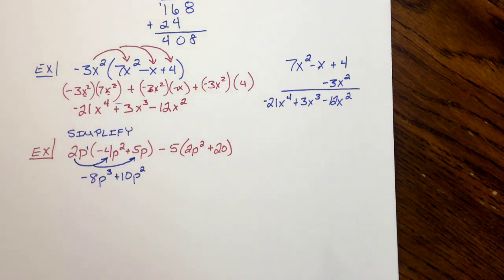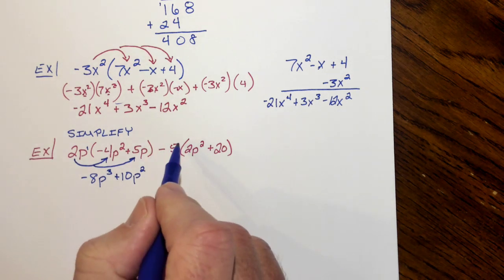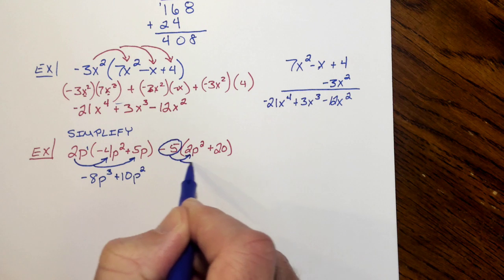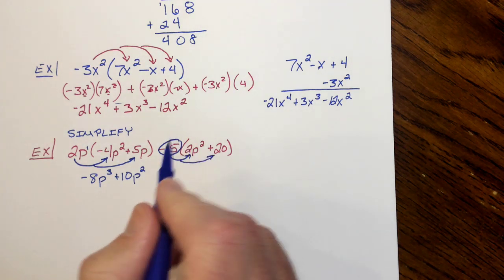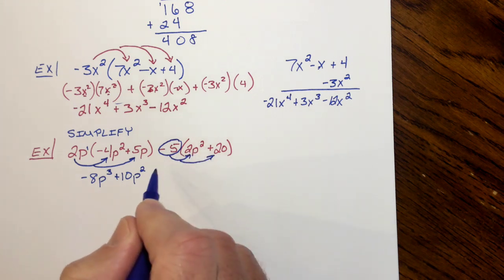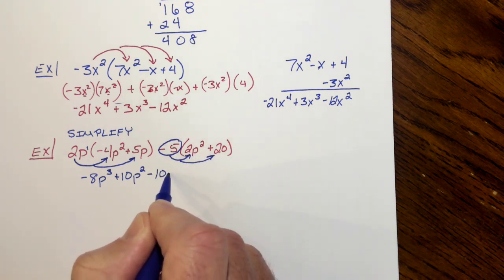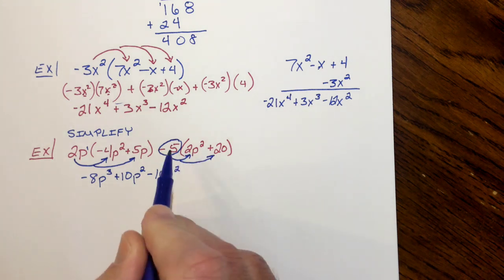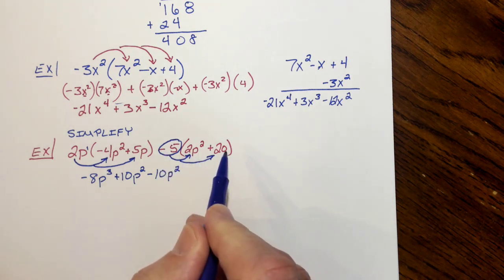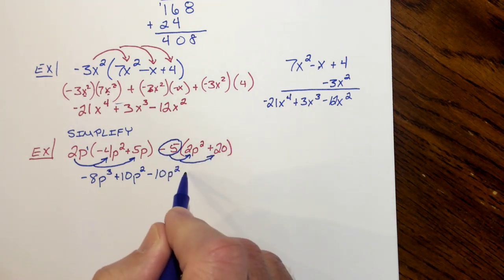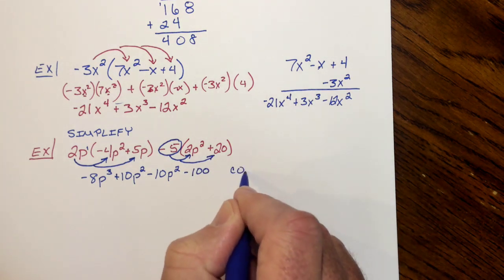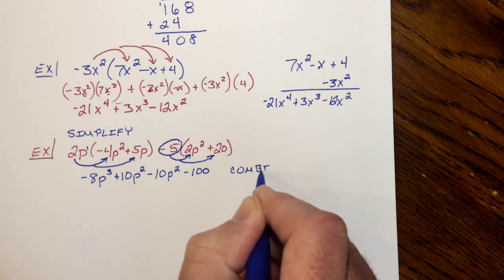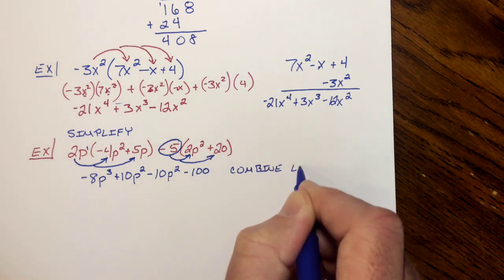What's crucial on this next one is the sign. We are taking a negative 5 times this term and this term. The negative is vital. So negative 5 times 2p squared gives us negative 10p squared. Negative 5 times 20 is a negative 100. Now, it's time to check. Can I combine like terms?